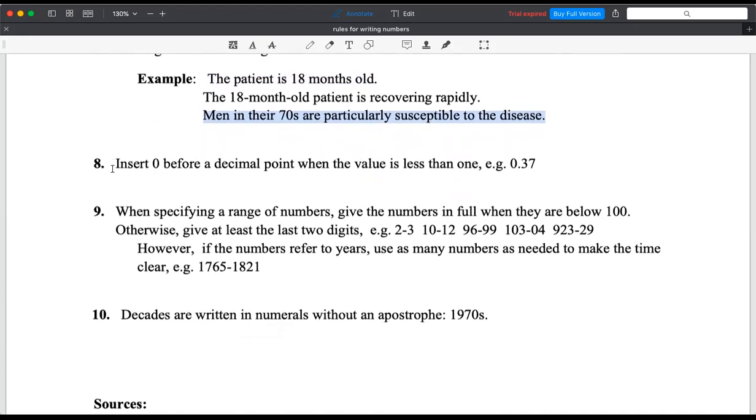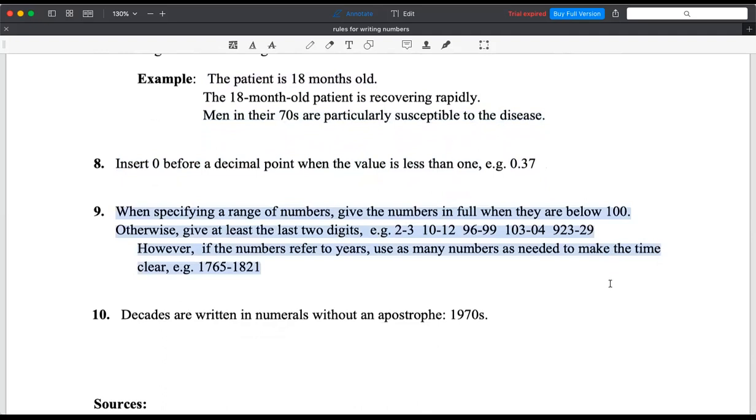Rule number 8: we need to insert 0 before a decimal point when the value is less than 1. For example, 0.37 is lower than 1, so I must insert the 0. The rules of writing numbers in English are considered absolutely essential in professional writing. Make sure that you follow all these rules. You can also review these rules if you like.